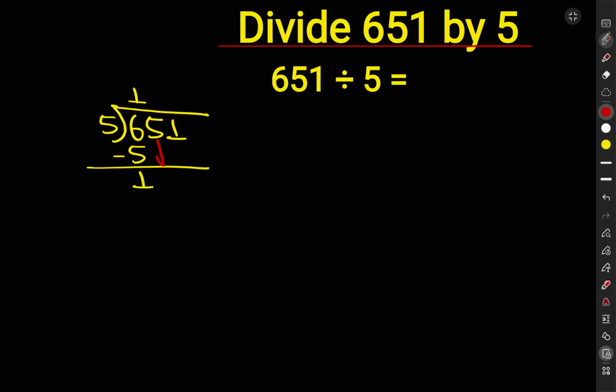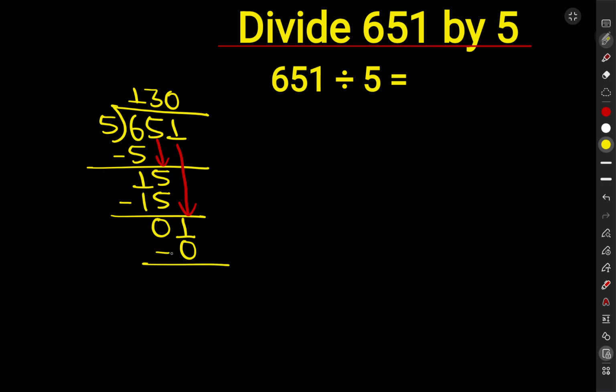So again we put down this 5 and it is 15. So 5 times 3 is 15. On subtracting we get 0. So now we put down this 1 and 5 times 0 means 0. On subtracting we get 1.